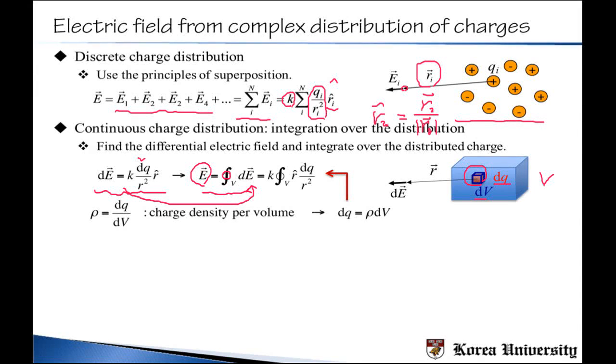In order to do that, you have to express the charge density, which is charge per volume. So at each position, let's call the charge density rho, then it will be dq divided by dv. And then dq can be rewritten as rho multiplied by dv. If you insert it, you can express dv as a function of dx, dy, dz. So now, mathematically, you can start to do the integration.